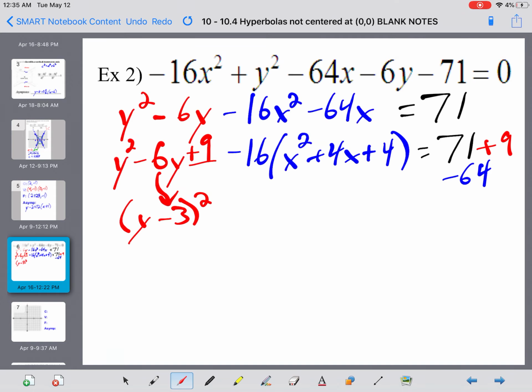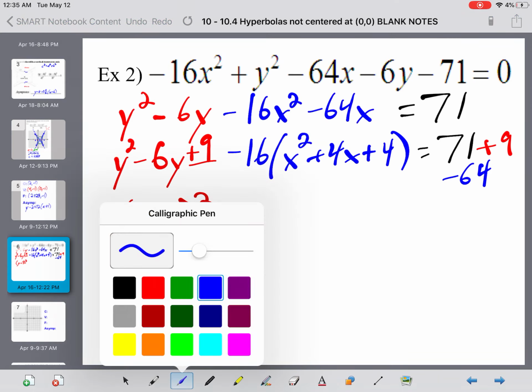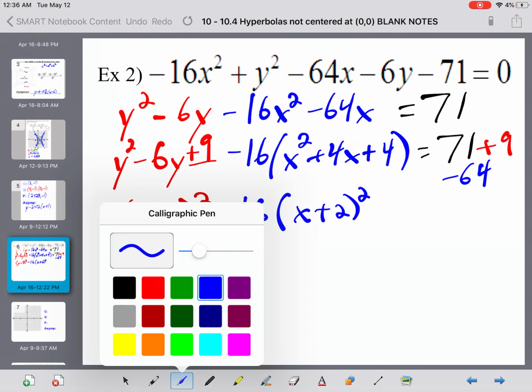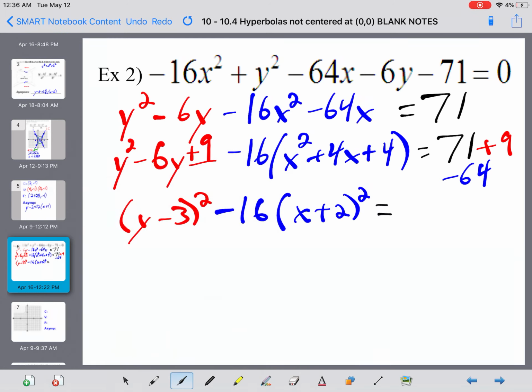Remember, don't waste any time actually factoring that. It's always going to factor to half of your b value. In blue, I have negative 16. This factors to x plus 2 squared. And then on the right side, 71 plus 9 minus 64 gives me 16. All right. So that's the one example we're going to do with completing the square. We're not going to do another one. You guys have seen it enough. You should be able to do it today.